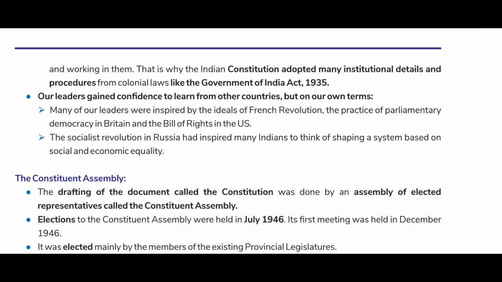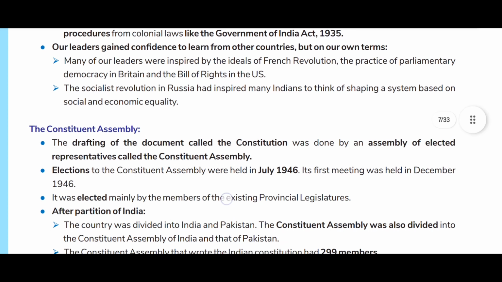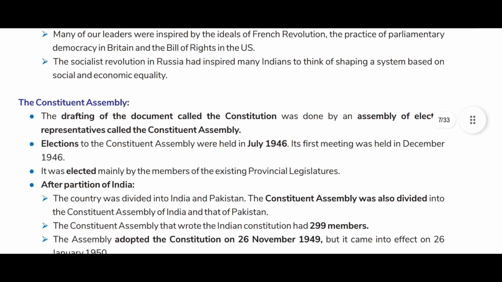Many of our leaders were inspired by the ideals of the French Revolution, the practice of parliamentary democracy in Britain, and the Bill of Rights in the US. The Socialist Revolution in Russia had inspired many Indians to think of shaping a system based on social and economic equality.